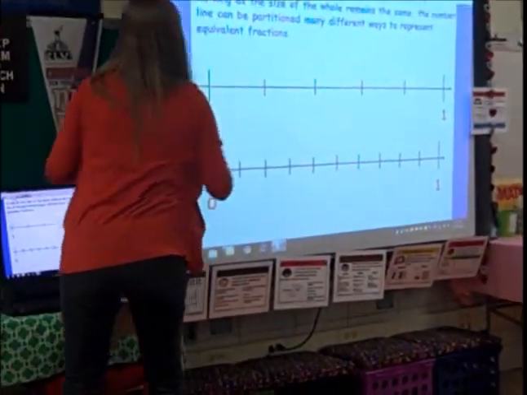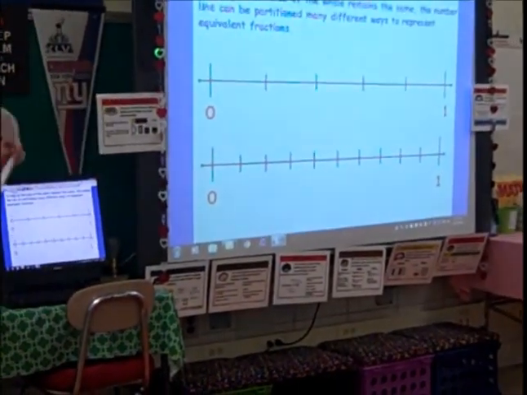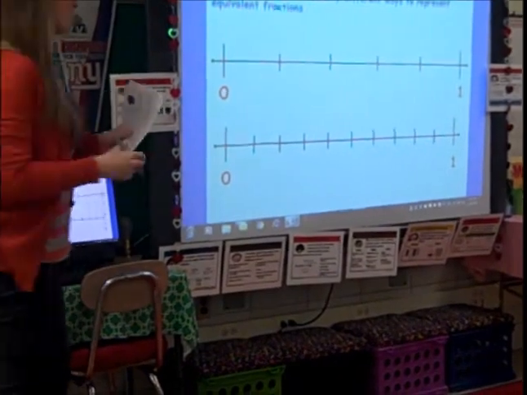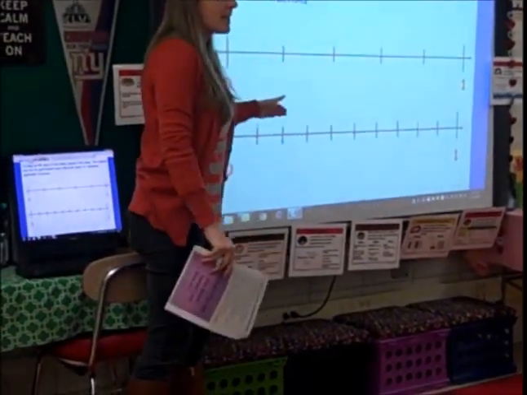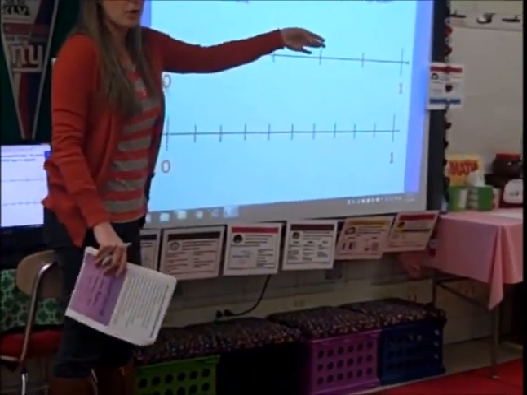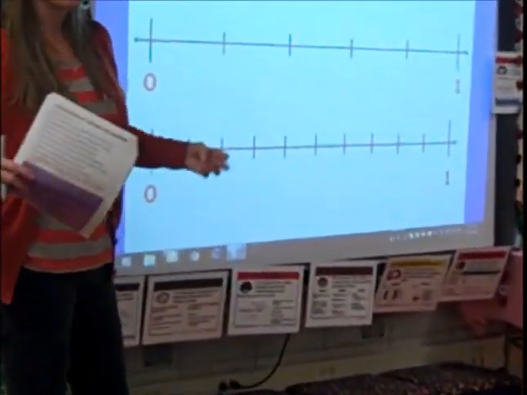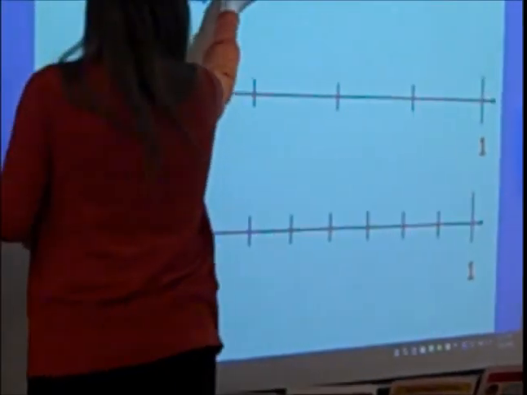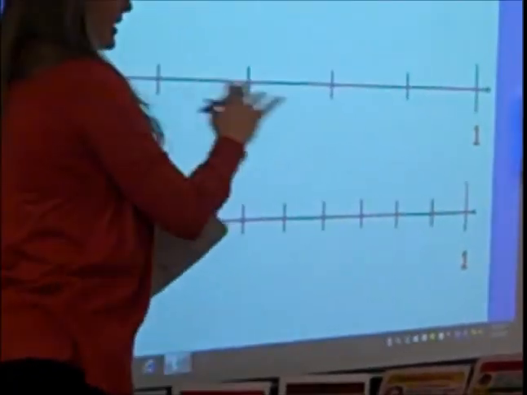Next slide. All right, so we can also use number lines for equivalent fractions, and we can use number lines to show that the size of the whole is the same, but the number line can be partitioned differently. That word partition is a big word with Common Core math. It just means breaking it up into equal parts. So partitioning is just breaking it apart.